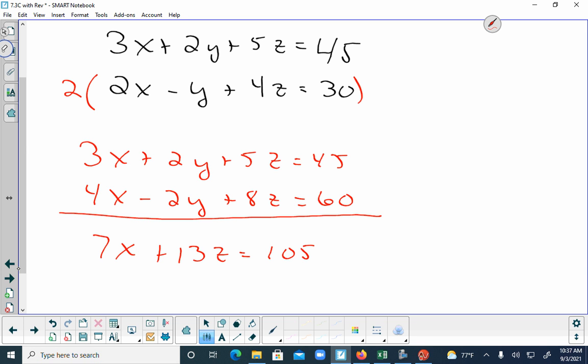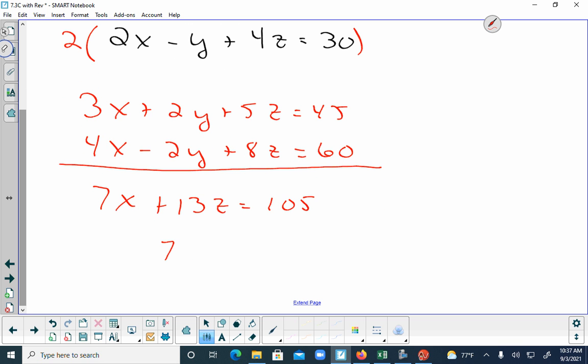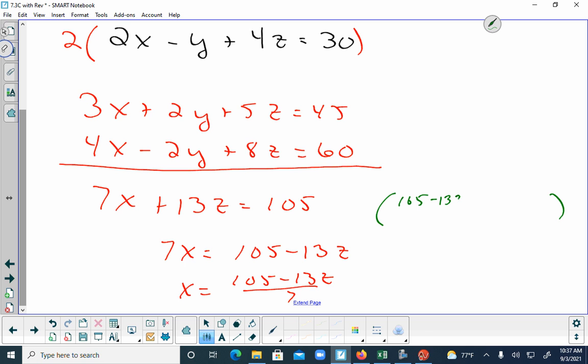Now I'm down to an equation with 2 unknowns. So which one would you like to solve for, either x or z? X. So I'm going to have 7x is equal to 105 minus 13z. So x is equal to (105 minus 13z) over 7. So now I like to take a minute and reflect on my work. My x is this, (105 minus 13z) over 7. I don't have y yet, and then z is going to be z, right?